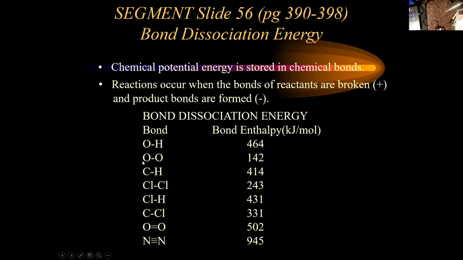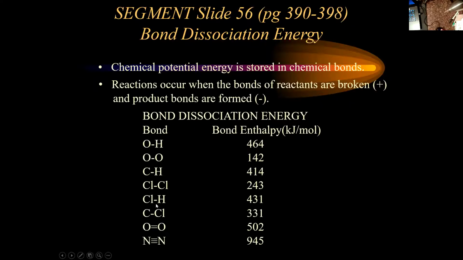An oxygen to oxygen single bond is 142. That's not a very stable molecule. It's a peroxide. And so you get that kind of energy. Carbon-hydrogen bonds is a good deal stronger. And it gives you, you require 414 kilojoules per mole to break that. And so here's a listing of some of them.